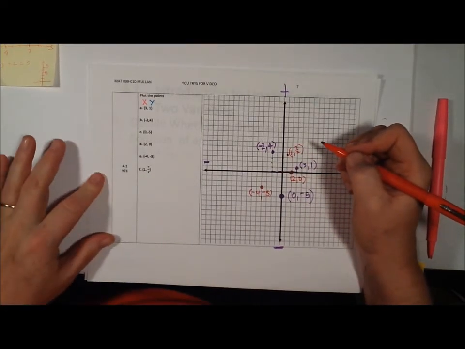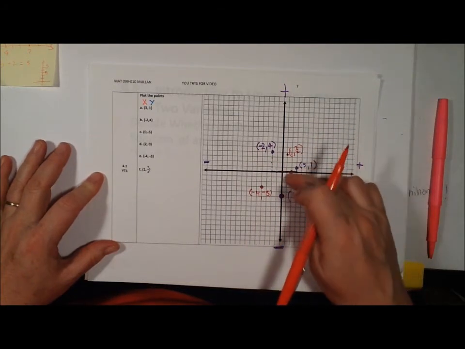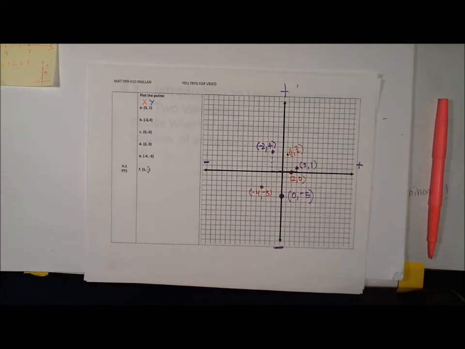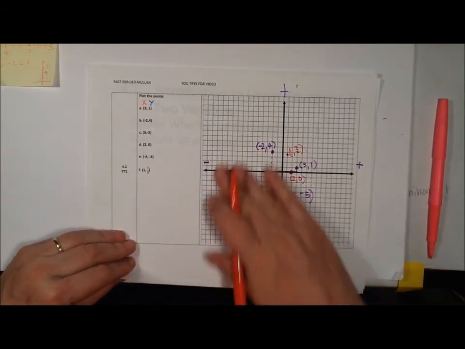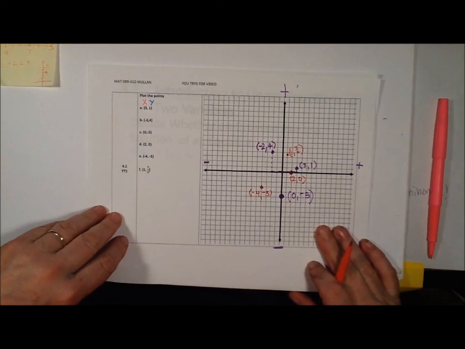So I should have 6 points. 1, 2, 3, 4, 5, 6. So again, go ahead and pause it if you need to catch up. Make sure you have that written on your packet.